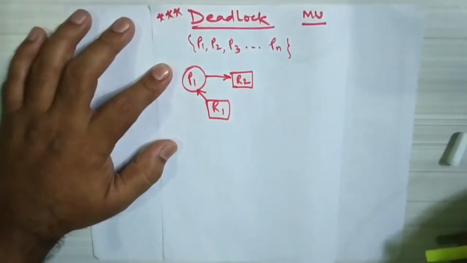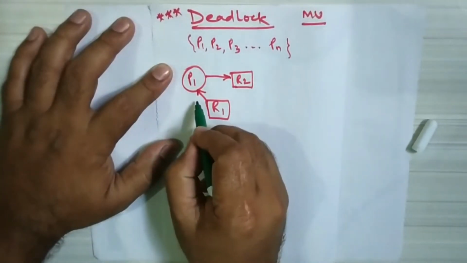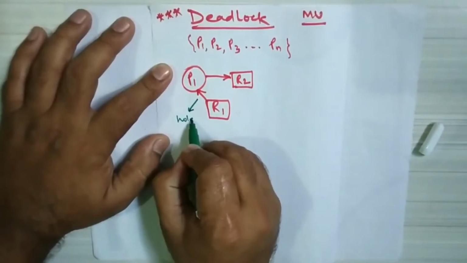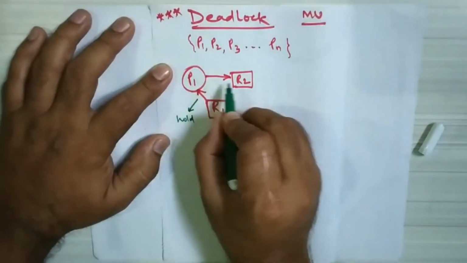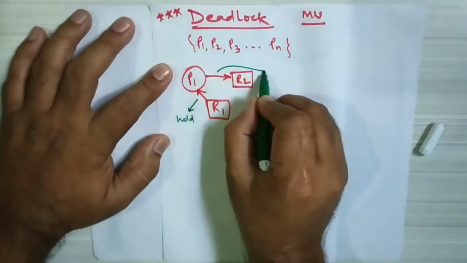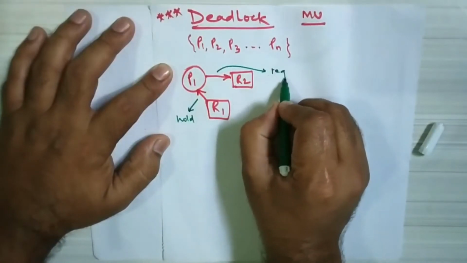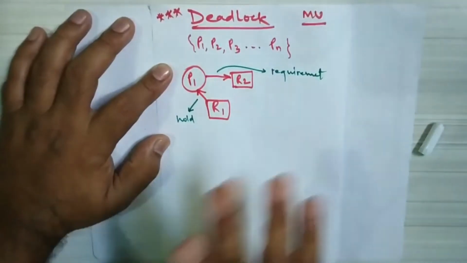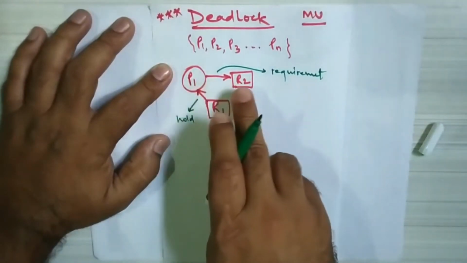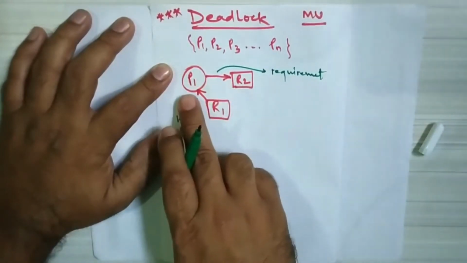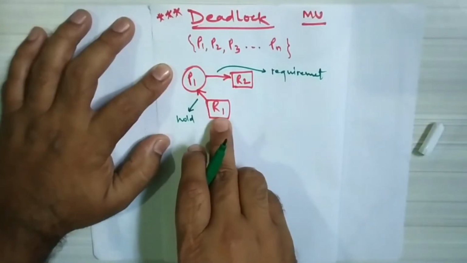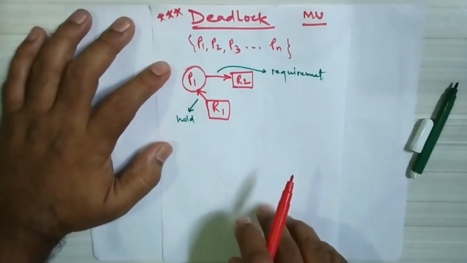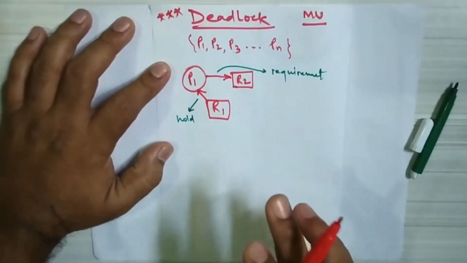This arrow indicates that p1 holds the resource r1, and this arrow mark indicates that it has a requirement. Now you can clearly understand that p1 has a requirement of r2 and p1 holds the resource r1. This is just the basic concept. Now we'll try to understand the concept of deadlock.